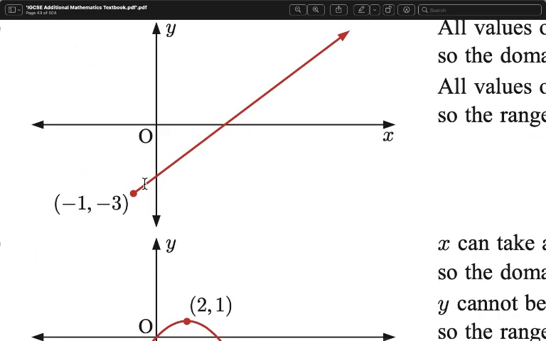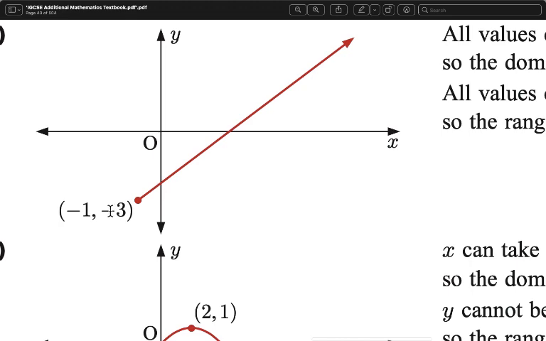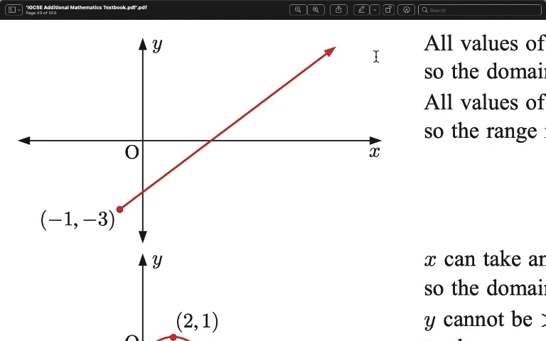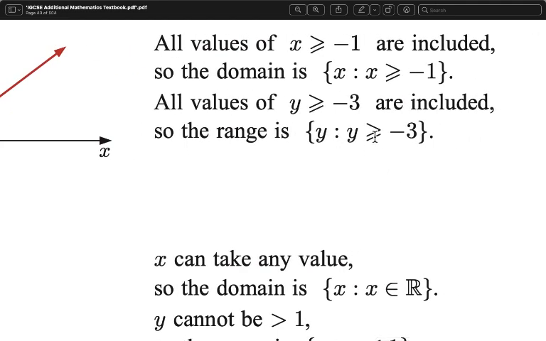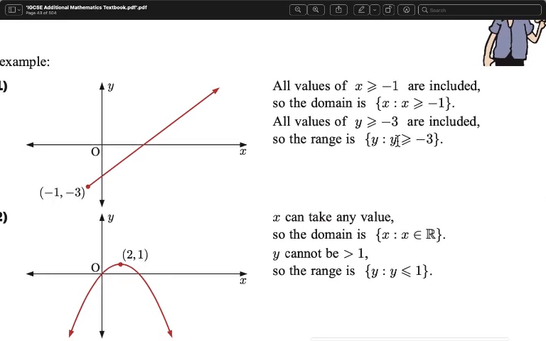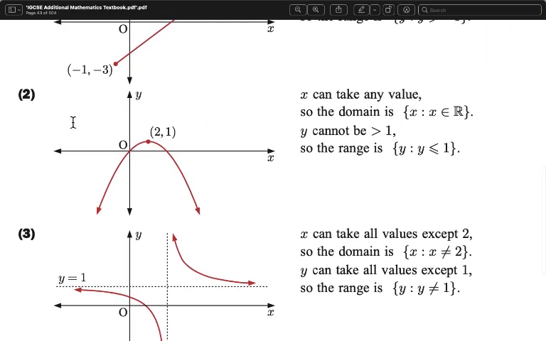So for the y value, the lowest y value, the y minimum, is -3, and looking at this trend, y will keep increasing forward. So the range will be y larger than or equal to -3, without an ending point. Look at the second example.